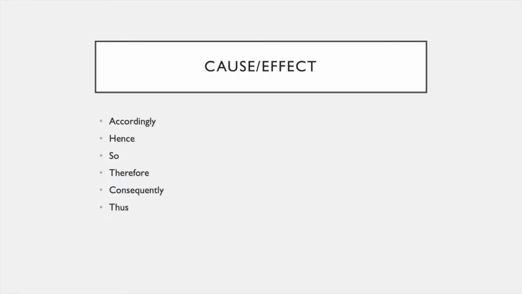Next, we have our transition words that indicate a cause and effect relationship. So these words can include accordingly, hence, so, therefore, consequently, and thus.